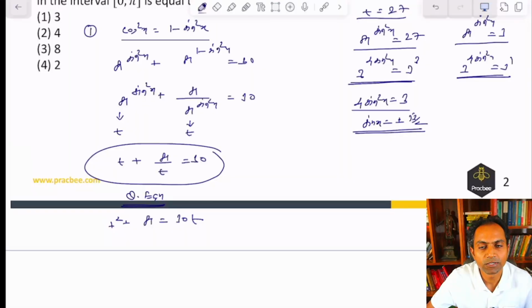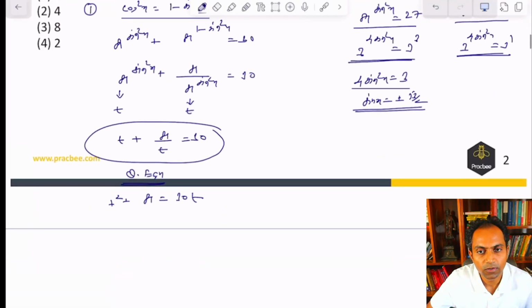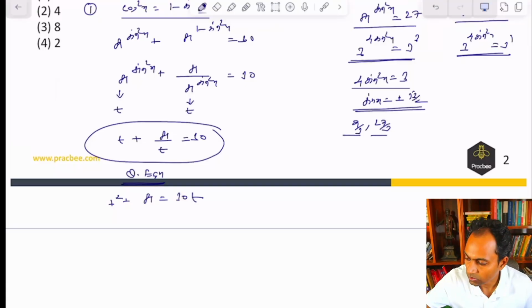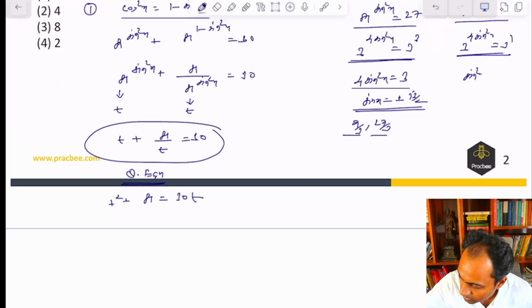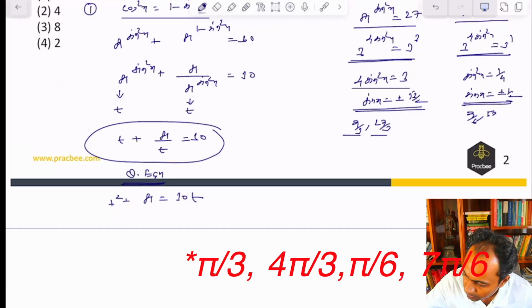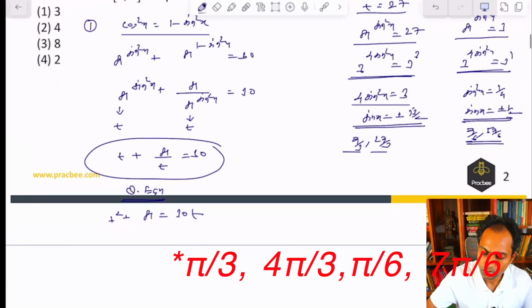Now the question very specifically talks about values that lie between 0 and pi. The corresponding values in 0 to pi would be only pi by 3 and 2 pi by 3. These are the two solutions that we'll get. If I solve the other part, sine square x would be equal to 1 by 4, so sin x would be equal to plus minus 1 by 2. You can see that the corresponding values would be pi by 6 and 5 pi by 6. You can see that there are 4 solutions to this. That is option 2.